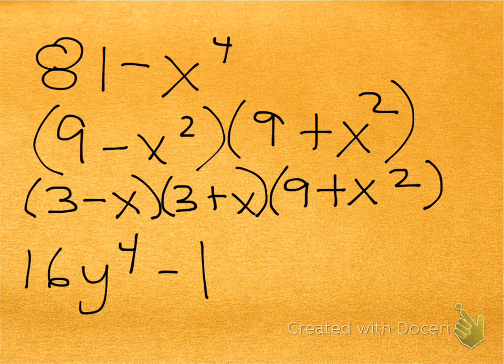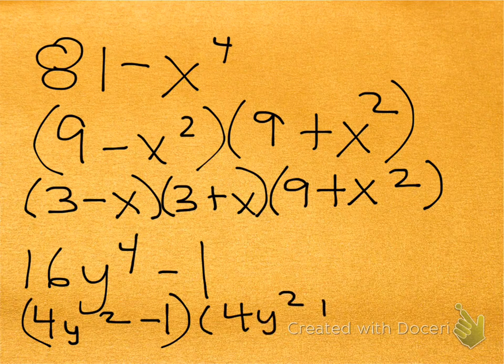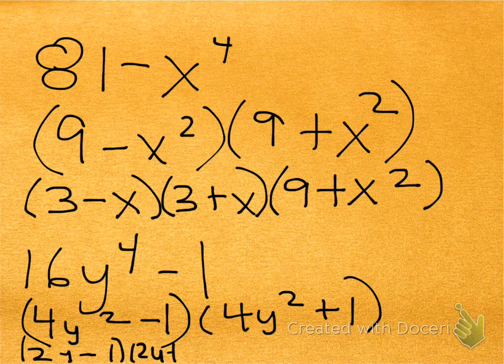Next one, we can also do the same thing. We have 4y squared minus 1 and 4y squared plus 1. Since 1 is also a perfect square, we have 4 and 1 in the first term here, or the first parentheses, that we can take the square root of. So we can do 2y minus 1 and 2y plus 1. And then the second set of parentheses has to stay as it is because of the plus sign.